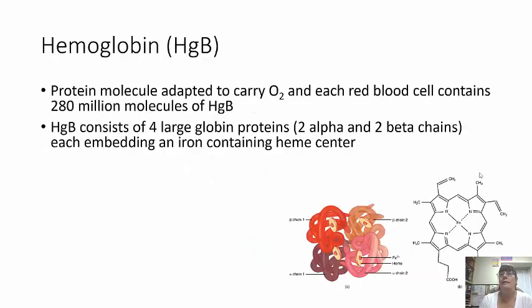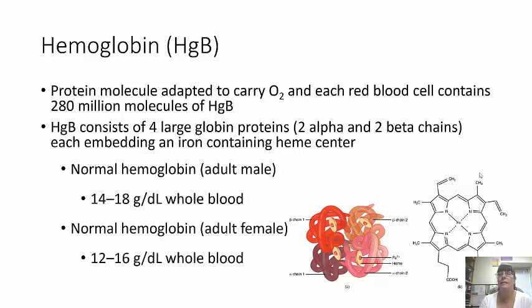Hemoglobin is a protein molecule that's adapted to carry oxygen. Each red blood cell contains about 280 million molecules of hemoglobin. It is made up of 4 large globin proteins, so it is the quaternary structure of a protein. You have 2 alpha and 2 beta chains, and each one embeds an iron-containing heme center. So each of these chains can carry oxygen, and it'll carry the oxygen to the cells and then pick up the carbon dioxide to take it to the lungs for expulsion. Normal hemoglobin in an adult male is 14 to 18, female is 12 to 16.